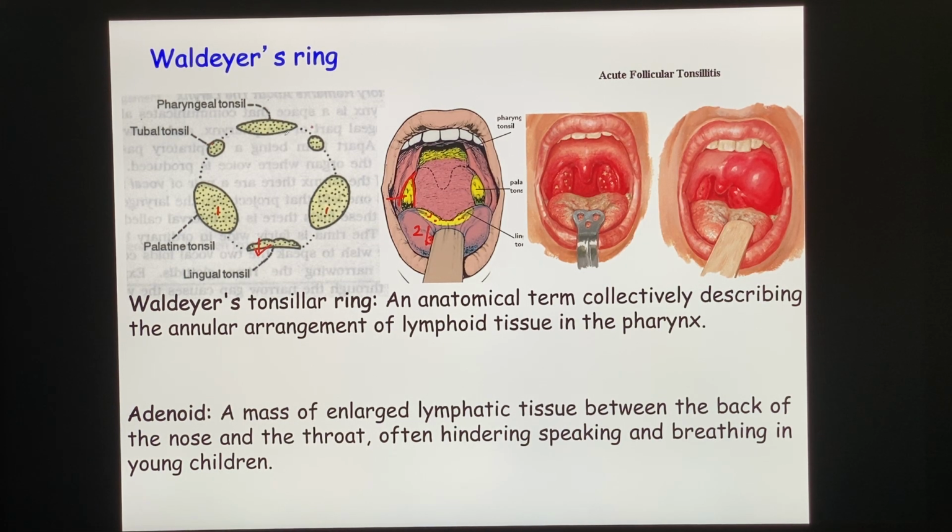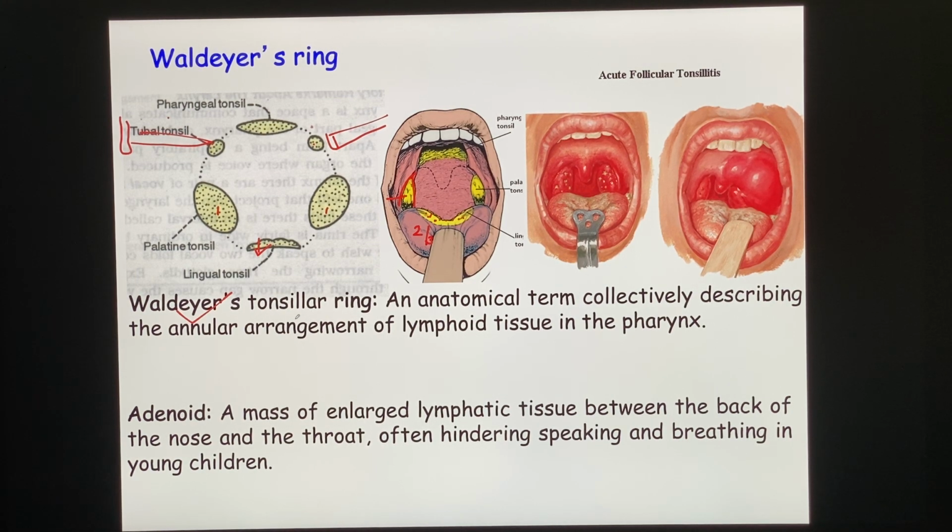Then superiorly and laterally will be the auditory tube, because this will be the ear here. So we have the auditory tubes like that, and they are covered or protected by a group of lymphoid tissues that we call the tubal tonsil. So superolaterally we have the tubal tonsil, and superiorly above we can see the pharyngeal tonsil. The whole of it looks like a ring, so we call it the Waldeyer's tonsillar ring.